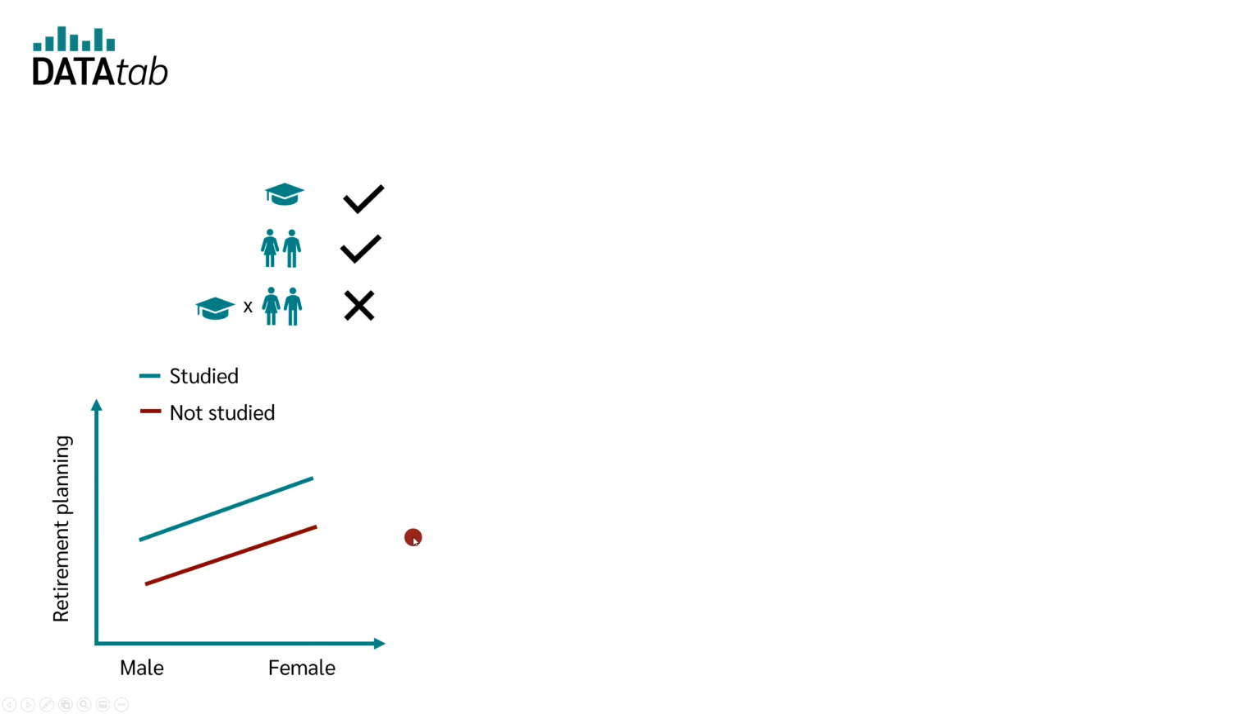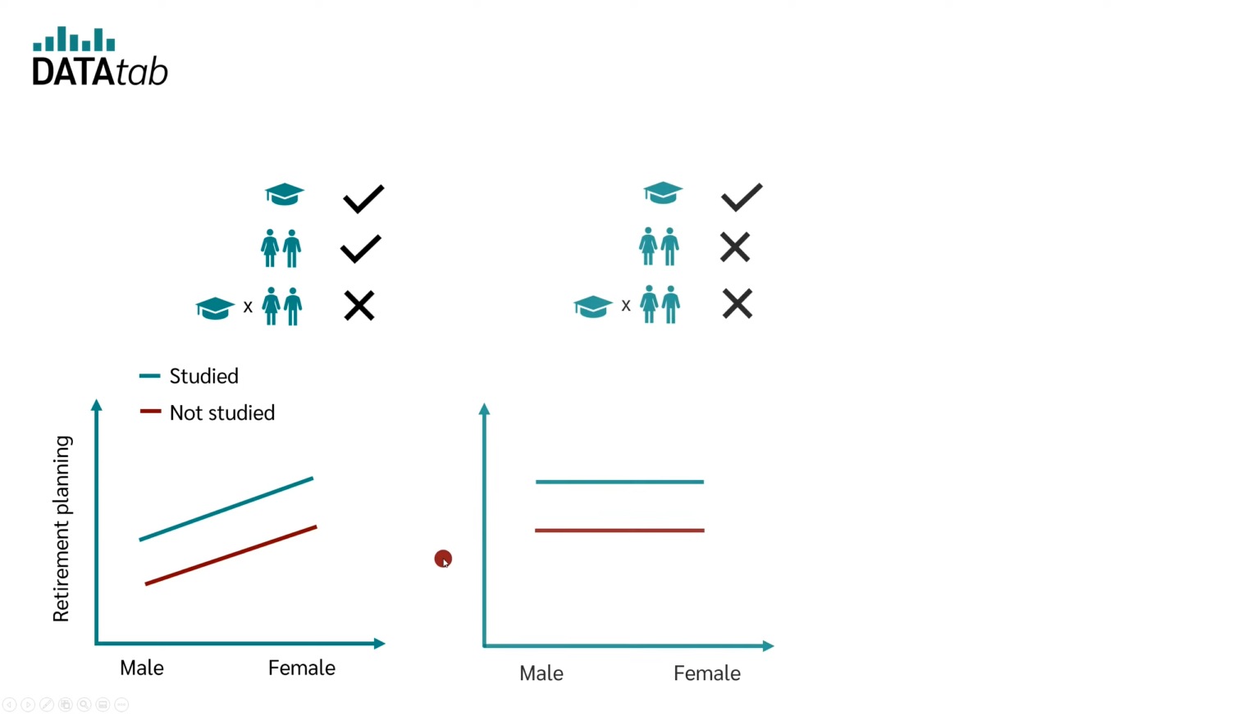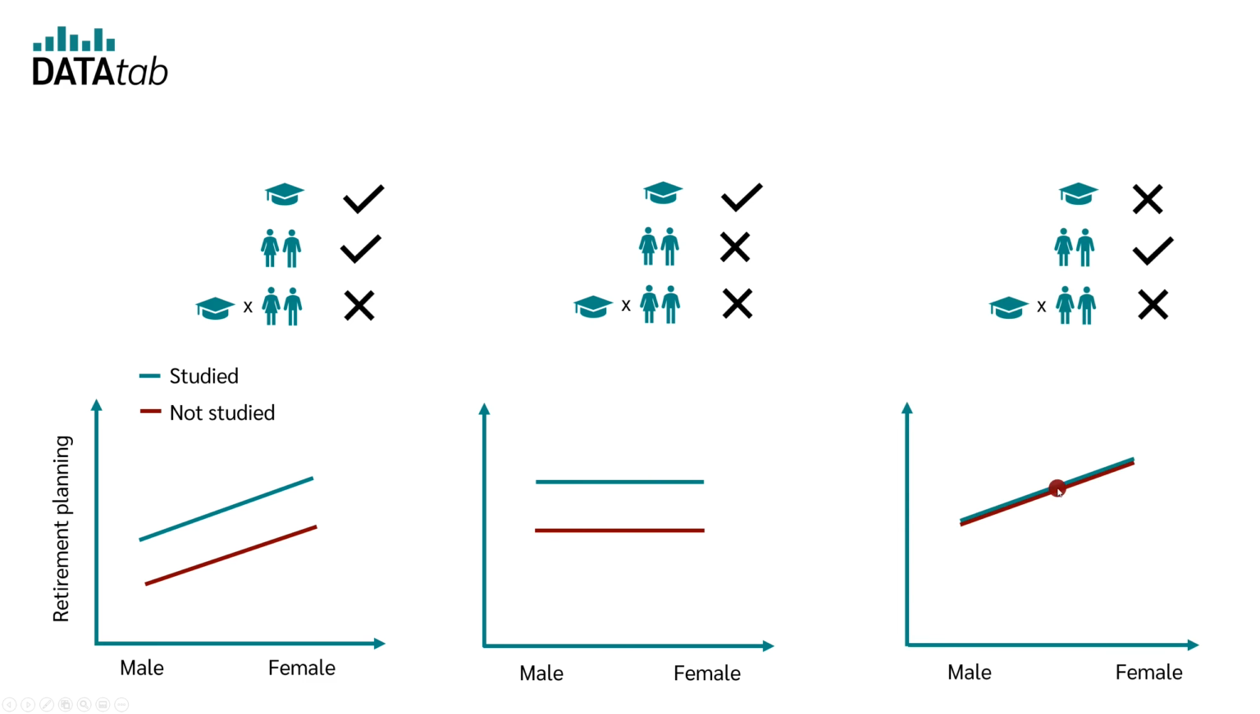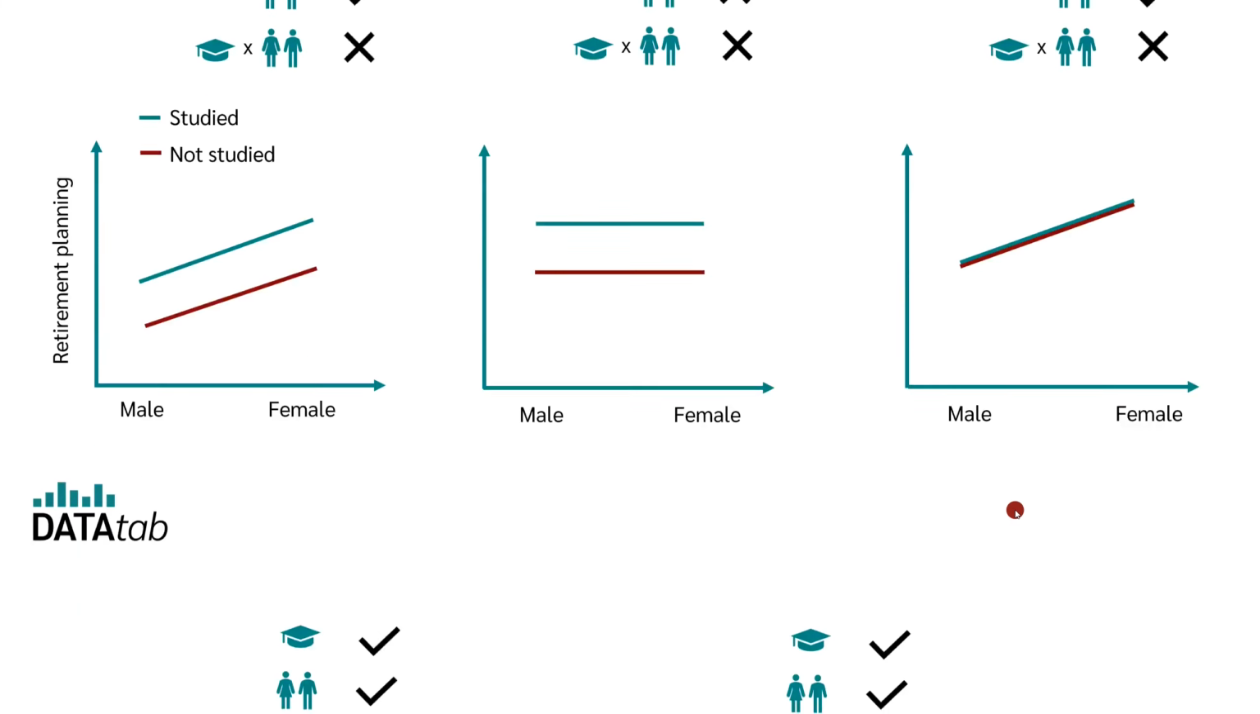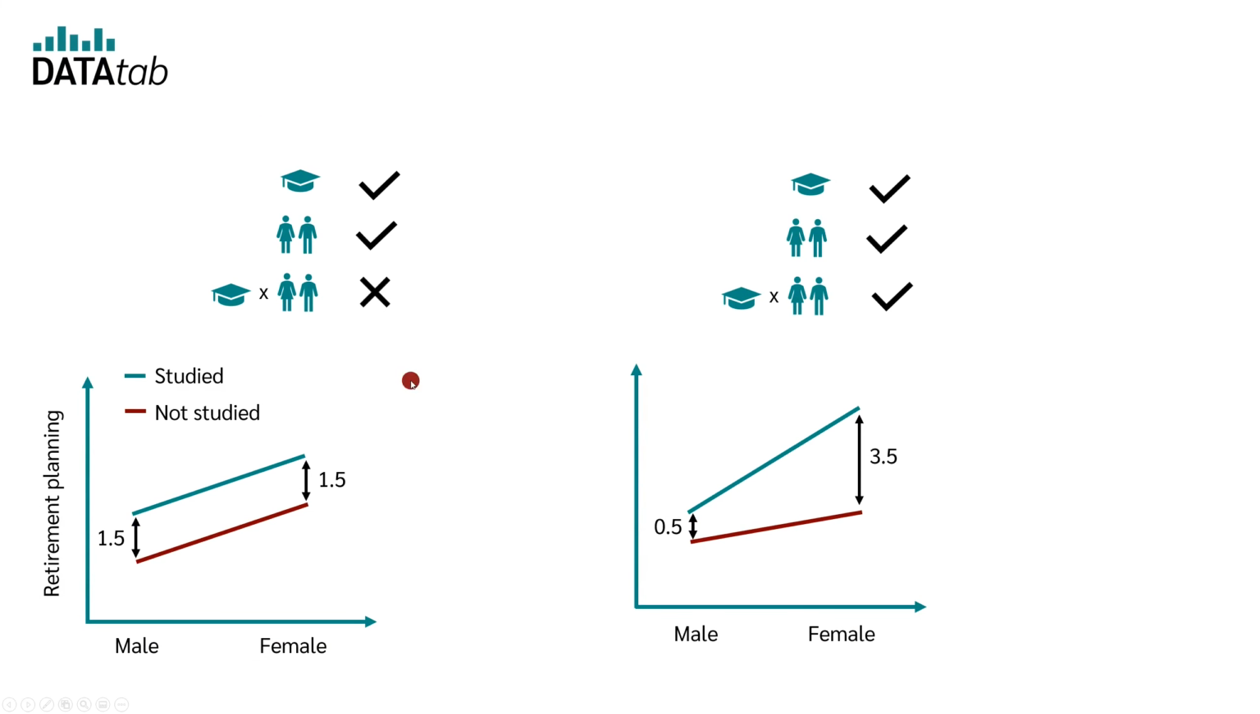Let's look at 2 more cases where there is no interaction effect. In this case, gender has no influence on the attitude towards retirement planning, and only study status has an influence, and there is also no interaction effect. In the next case again, whether one has studied or not has no influence, only gender has an influence. But now finally to the interaction effects. For that we compare these two diagrams.